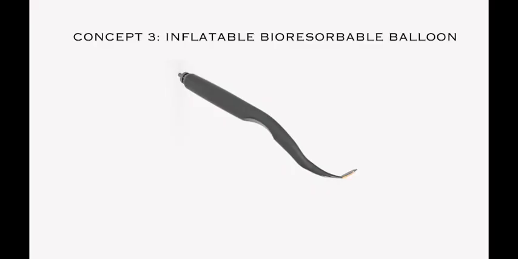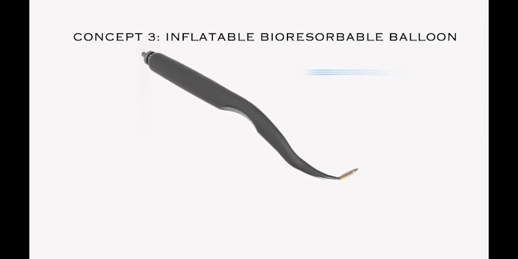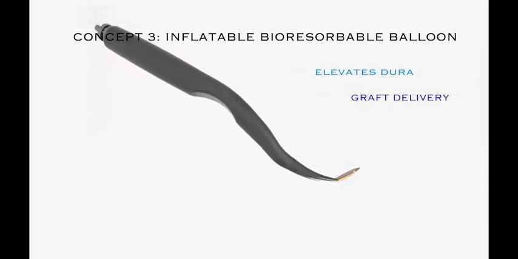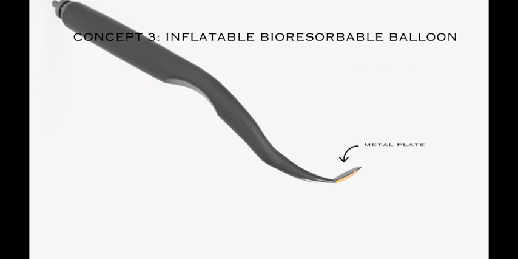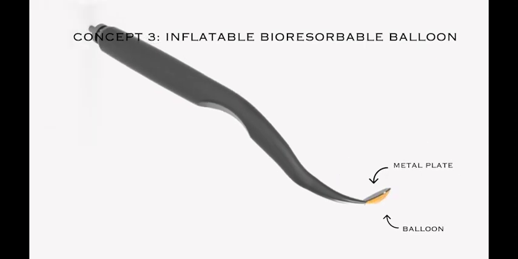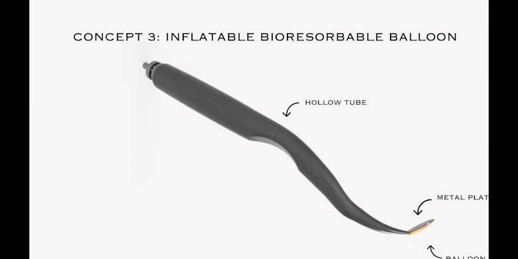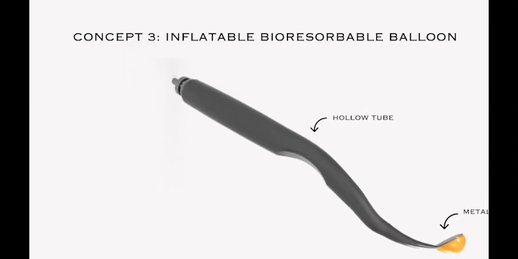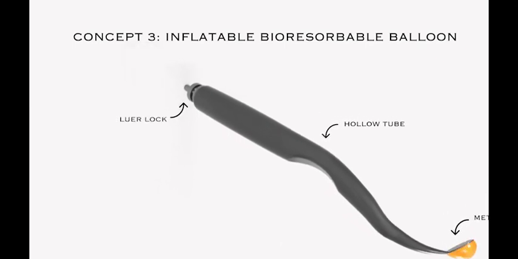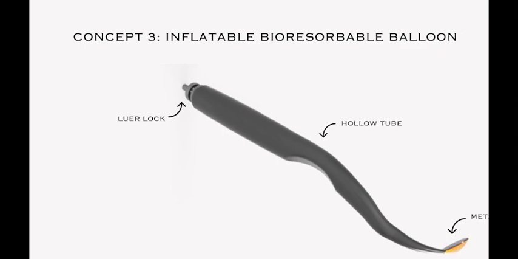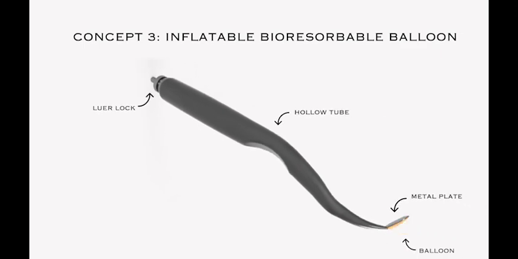The third concept moves away from using the more traditional surgical tool and into an all-in-one tool that elevates the dura and delivers the graft material. The tip of this device includes a metal plate to help initially separate the dura from the bone. Attached to this is a biocompatible or bioresorbable balloon. Extending from that is a hollow tube that delivers the graft material, and at the end there's a luer lock type mechanism where a syringe filled with graft material can lock into the ergonomically shaped handle and deliver the graft.